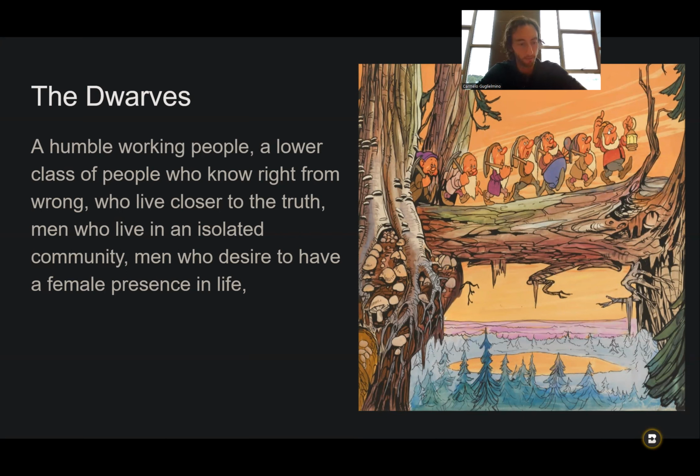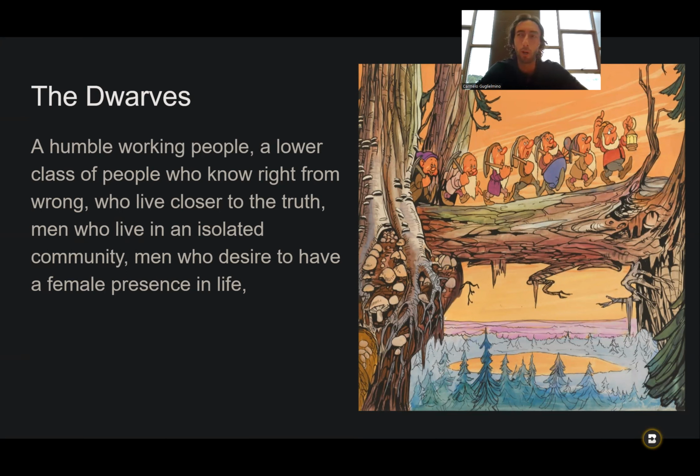They don't need to have the deep education that scholars would need, right? So people who live closer to the truth, right? We see that symbolically in the sense of their humble living and the fact that they're working in the earth, right? It's a reference back to our symbols last video. They are someone who work close to the earth.